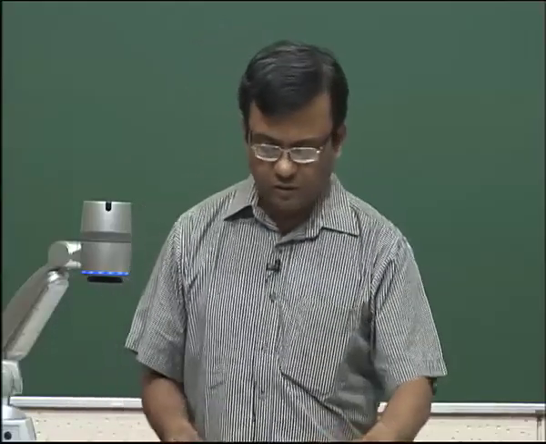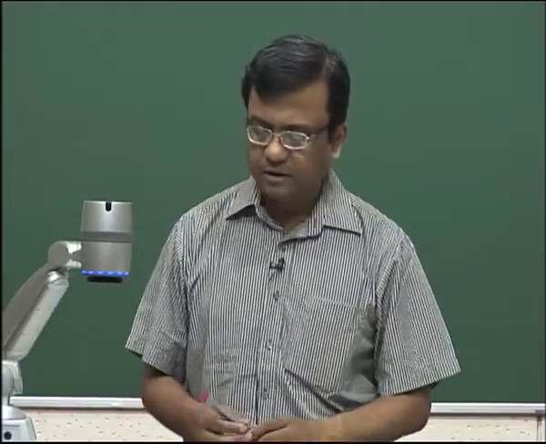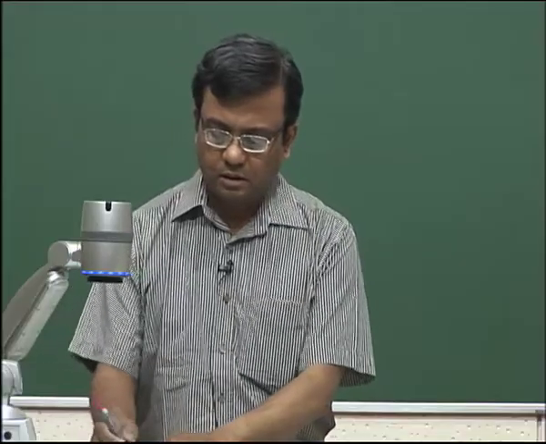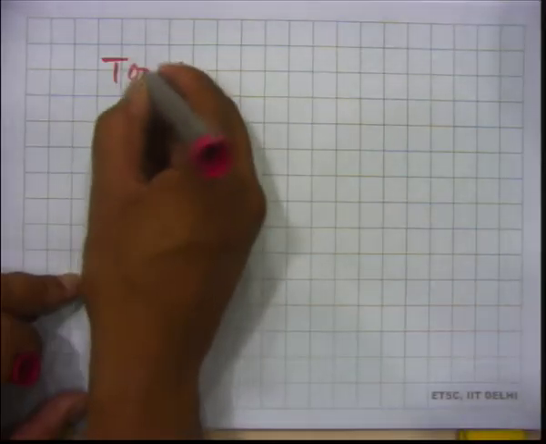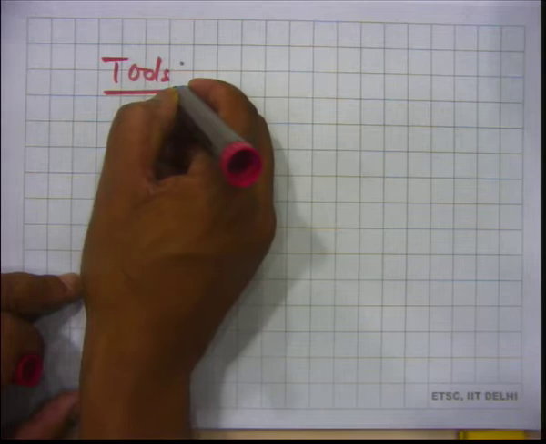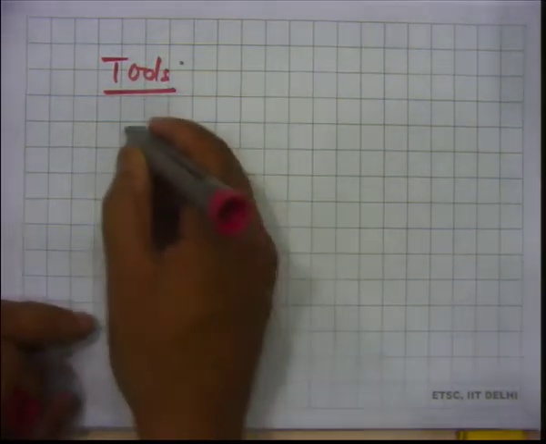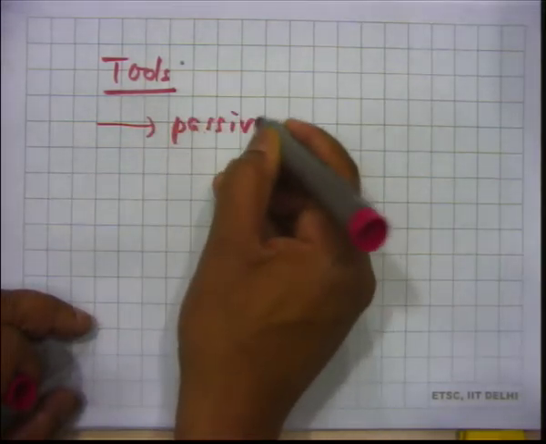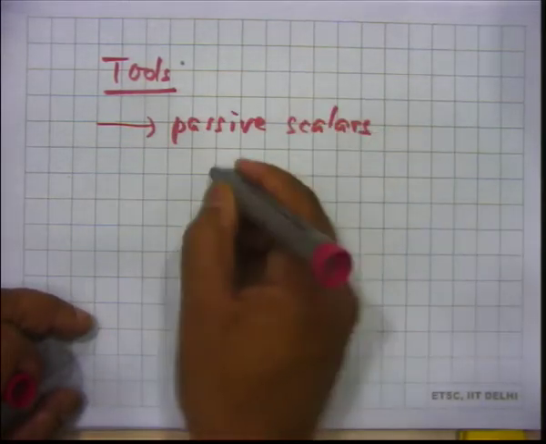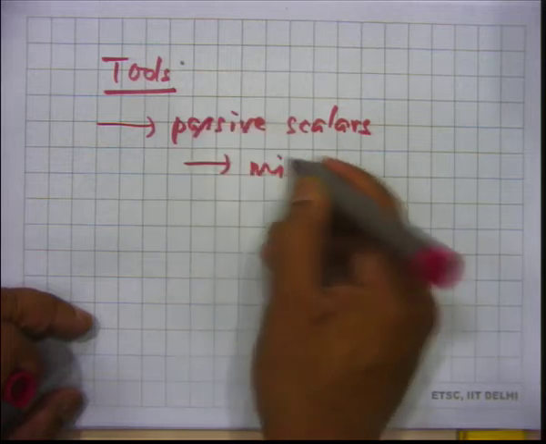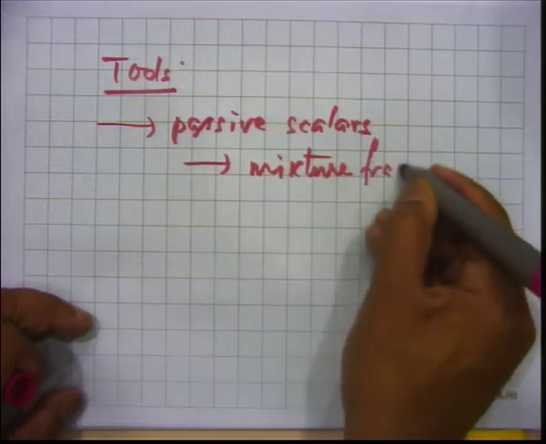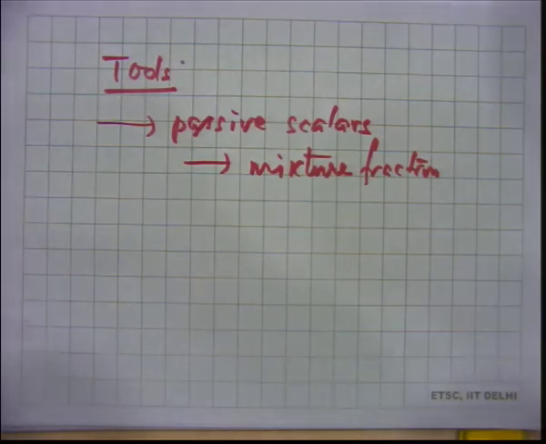Now, just let us try to again remind ourselves as to why are we doing all this. We are doing all this because we are trying to use some tools for diffusion flames. Okay. And I told you that we have to be a little patient, and then first we develop this passive scalars and then go to mixture fraction, and the mixture fraction is going to be useful to us in some way. Okay. Right now we still do not see how mixture fraction will be useful to us.